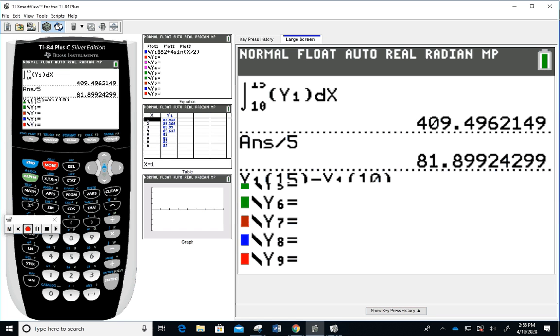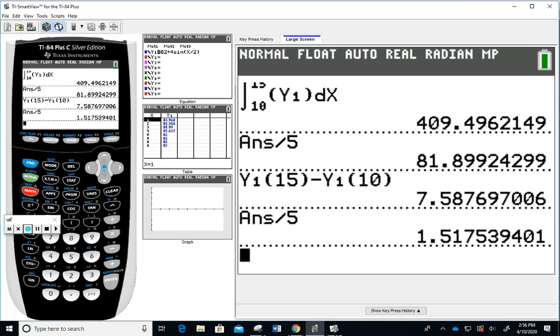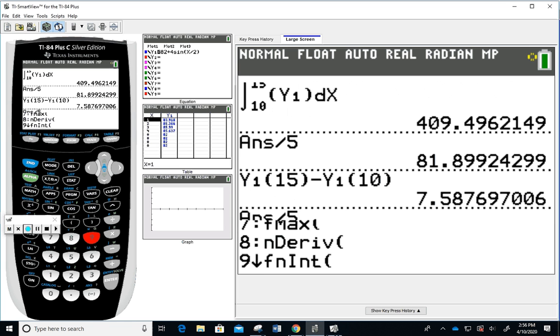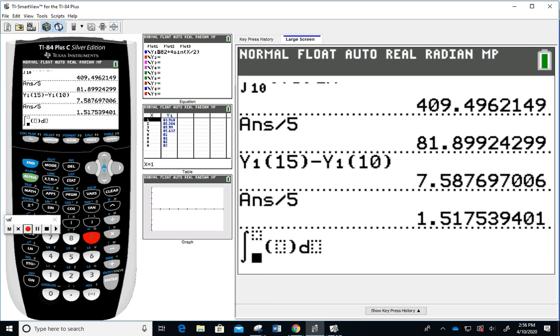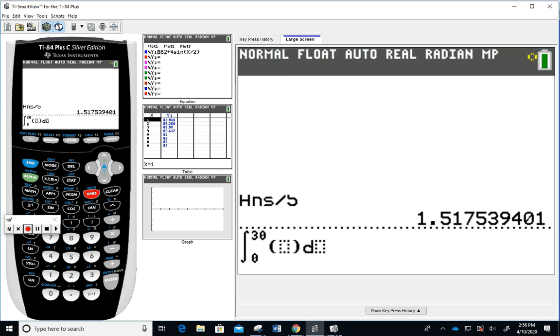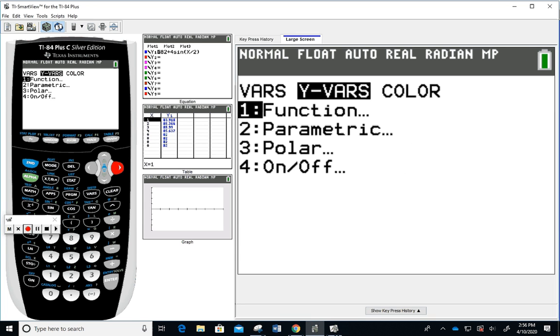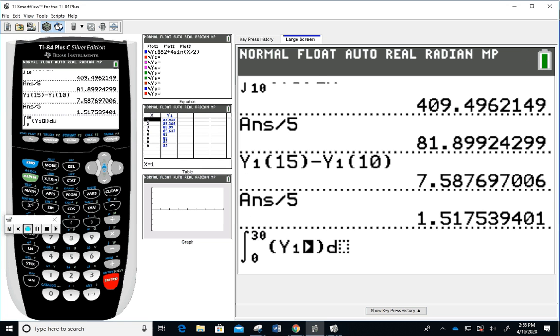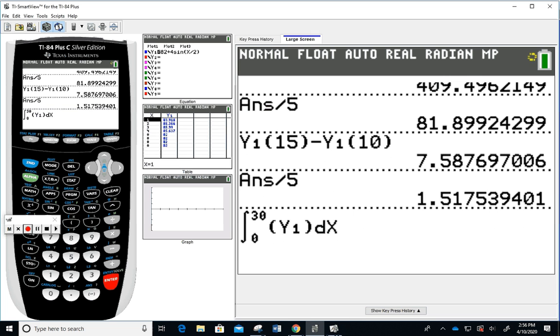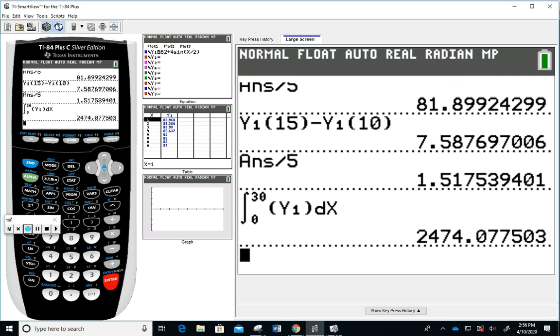So I'm going to do second quit, and I'm going to math, choice 9, function integrate. I'm going from 0 minutes to 30 minutes on my limits of integration. I'm going to integrate what I've already inserted in y sub 1. And now I'm integrating with respect to x. I always will in Calc 1. Hit enter. So 2,474.0775. So let's interpret what that means.